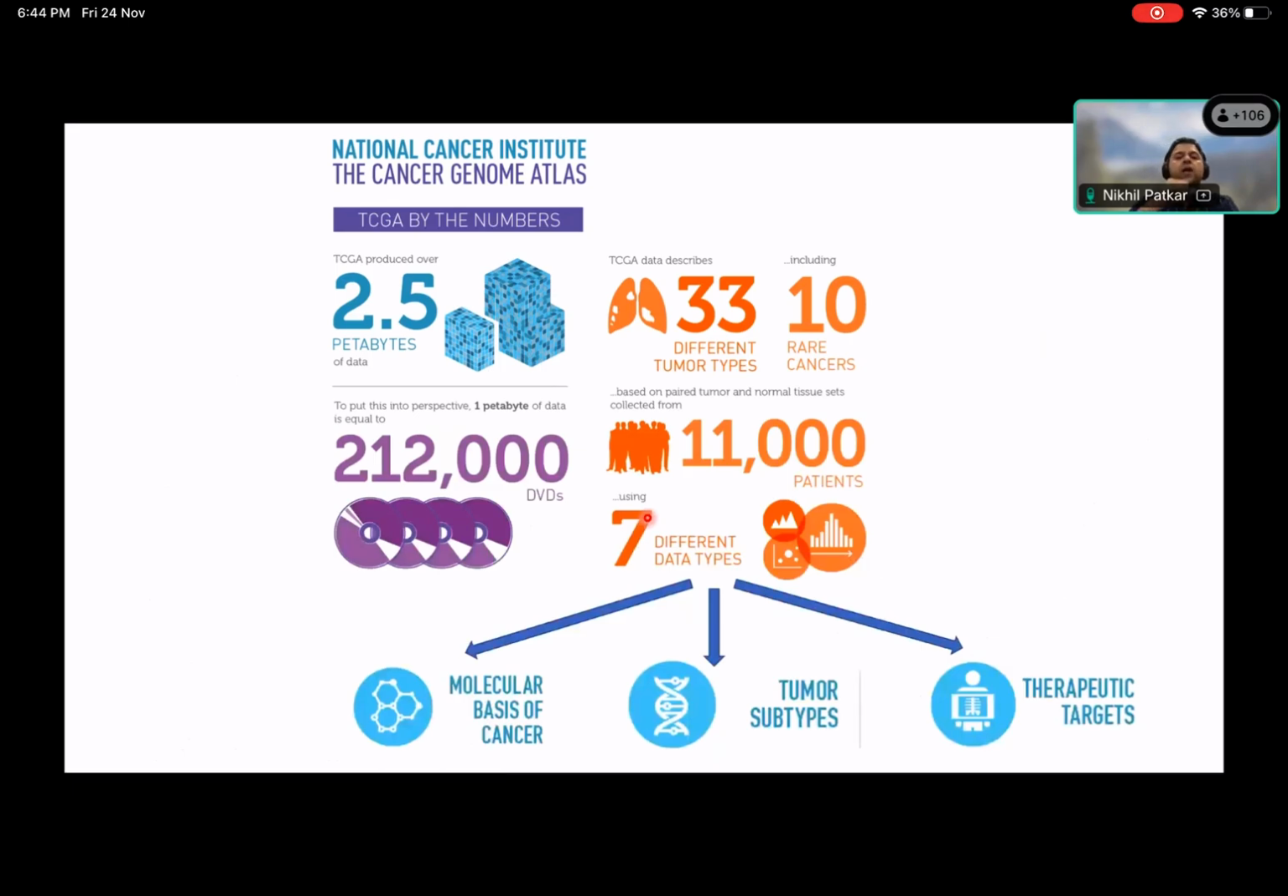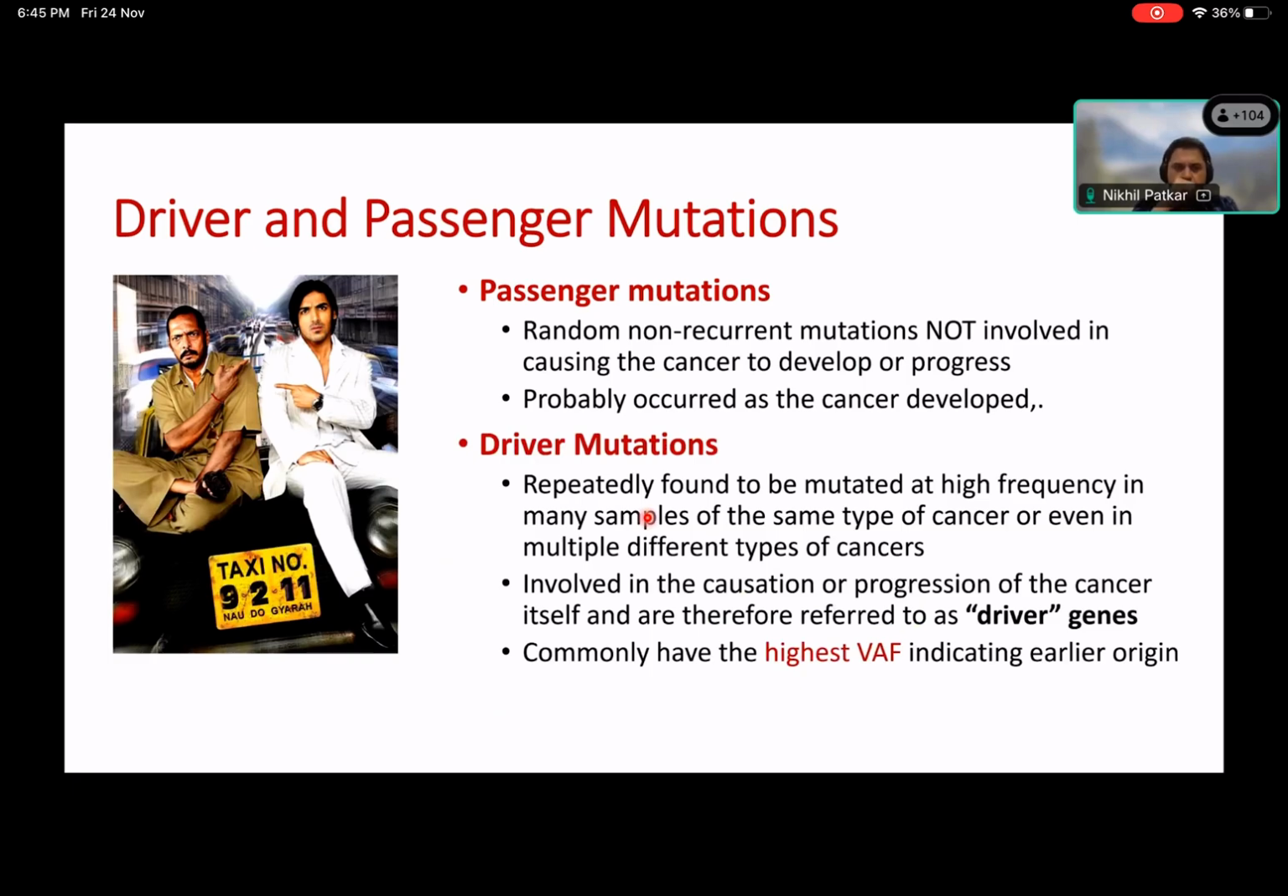The large-scale application and utility of next-generation sequencing was demonstrated by the Cancer Genome Atlas, wherein they sequenced whole exomes of several different types of common cancers. And we then have descriptions such as passenger mutations and driver mutations. Passenger mutations were random, non-recurrent mutations which were not involved in causing cancer to develop or progress, and they probably occurred as the cancer developed. Driver mutations were repeatedly found at high frequency in many samples of the same cancer, even in different types of cancers, for example BRAF V600. These are involved in the causation or progression of cancer, and were therefore referred to as driver genes.